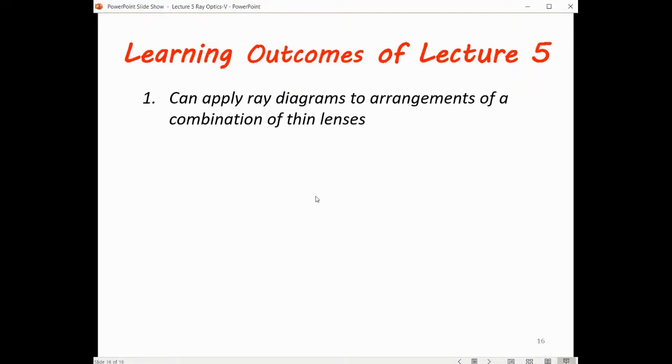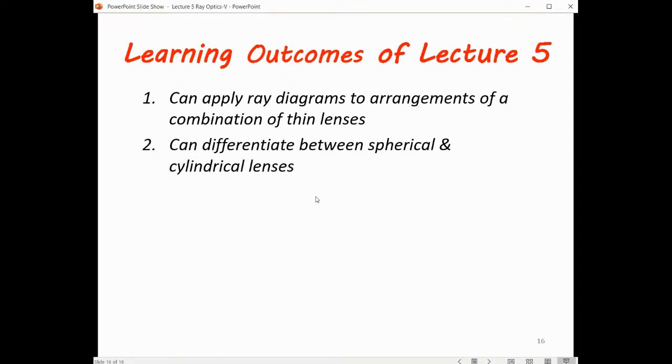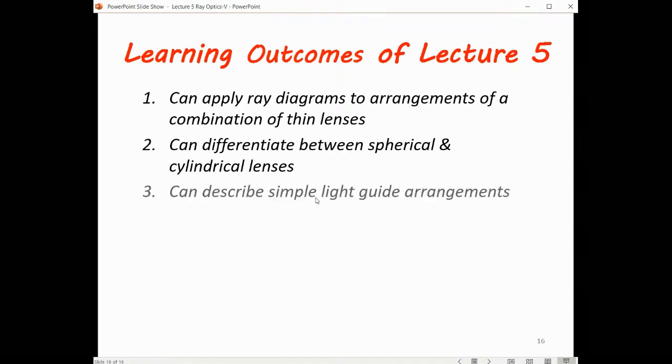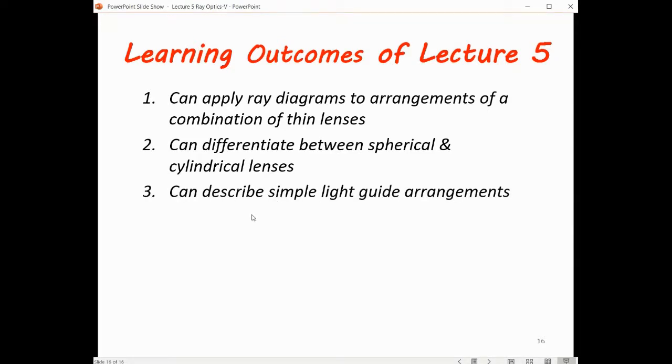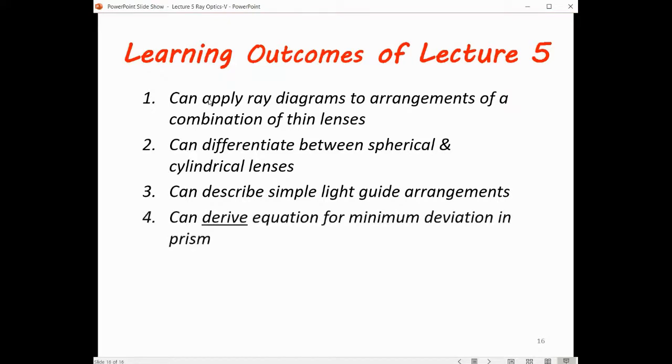After going through this lecture, you should be able to apply ray diagrams to arrangements of a combination of lenses. You should be able to differentiate between spherical and cylindrical lenses. You would be able to describe simple light guide arrangements, as well as derive the equation for minimum deviation in a prism.